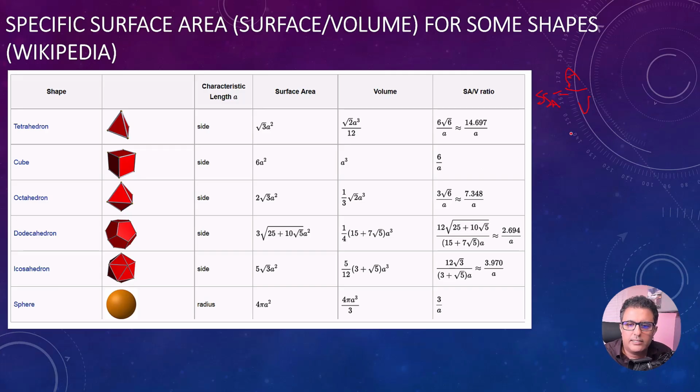What you see here shows the specific surface area for different objects. As you see, for example, for a sphere it is equal to 1 over A, where A is the radius of the sphere. What you may notice here is that the smaller the radius of the sphere, the larger the specific surface area.